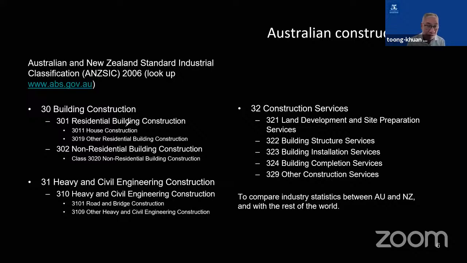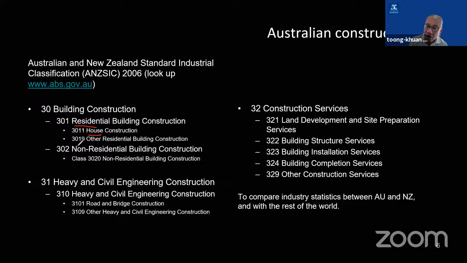Okay, so once we've done that, we can very clearly break down the construction sector into building, heavy civil engineering, and construction services. So these are our breakdowns. Residential will be divided into house construction. Remember what I said last week about house? A house is defined as a single detached house on a separate piece of land. So you cannot have another house attached to it. A house is defined as a detached house.